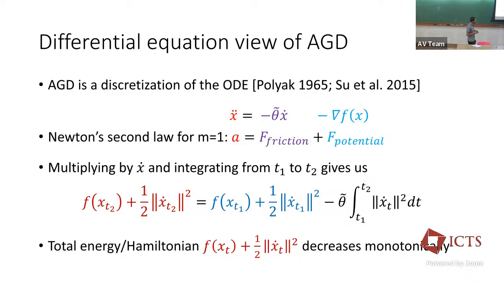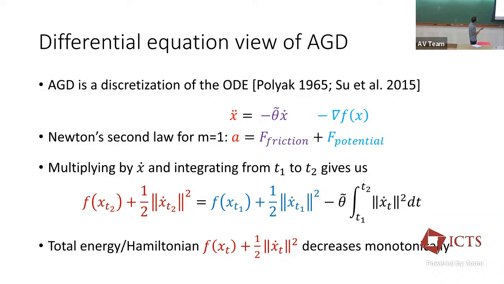Nesterov's accelerated gradient descent, there is this differential equation view where we can think of accelerated gradient descent as a discretization of the ODE given by this. This has a very simple physical interpretation: if we consider x as the position of a particle, x double dot is just the acceleration, and then we have a coefficient of friction theta twiddle, and x dot is the velocity. So this is the force due to friction which is slowing down the particle, and then we have this minus grad f of x, which is the force acting because of the potential energy the particle is in. Okay.